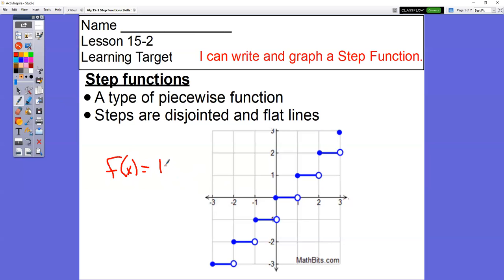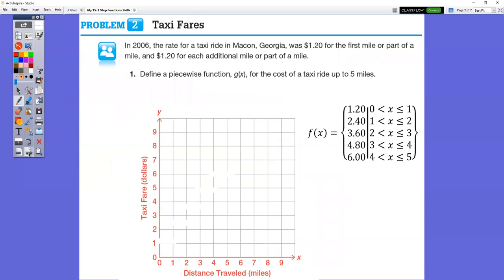You won't have equations today that have an x after them. It'll just be like f of x equals a number, all right? So that's going to cause all of these to be straight lines going across, which is going to cause these to be what they call step functions because they look like stairs. So all of these are word problems today.